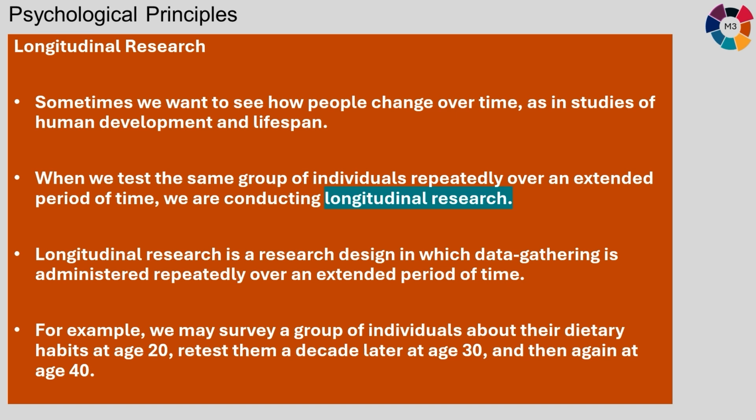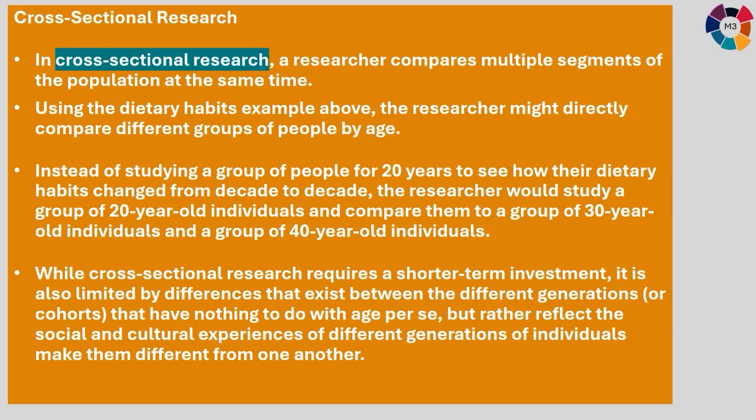For example, we may survey a group of individuals about their dietary habits at age 20, retest them a decade later at age 30, and then again at age 40. Cross-sectional research. In cross-sectional research, a researcher compares multiple segments of the population at the same time.